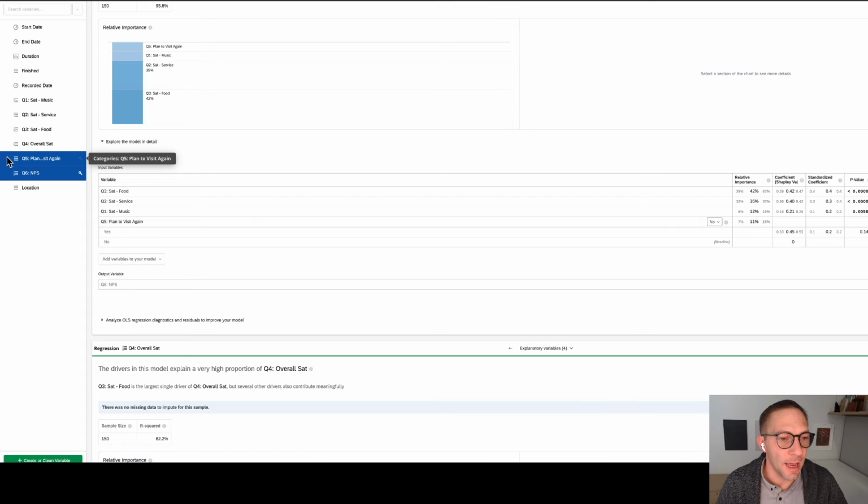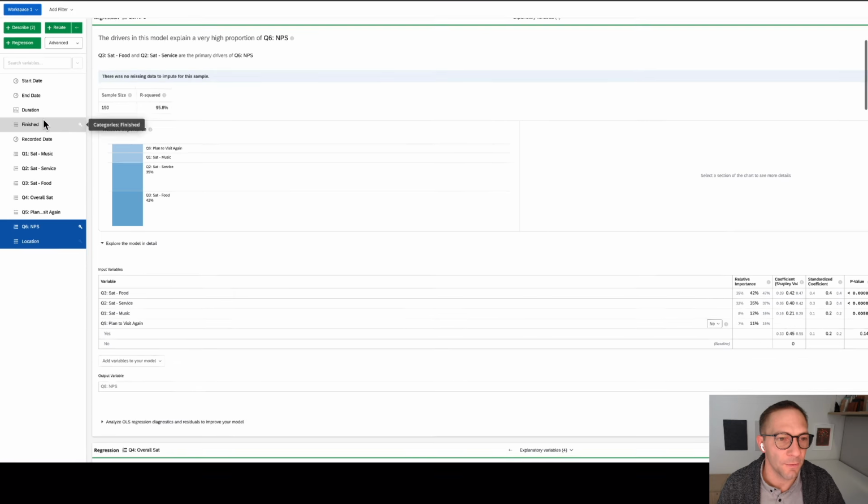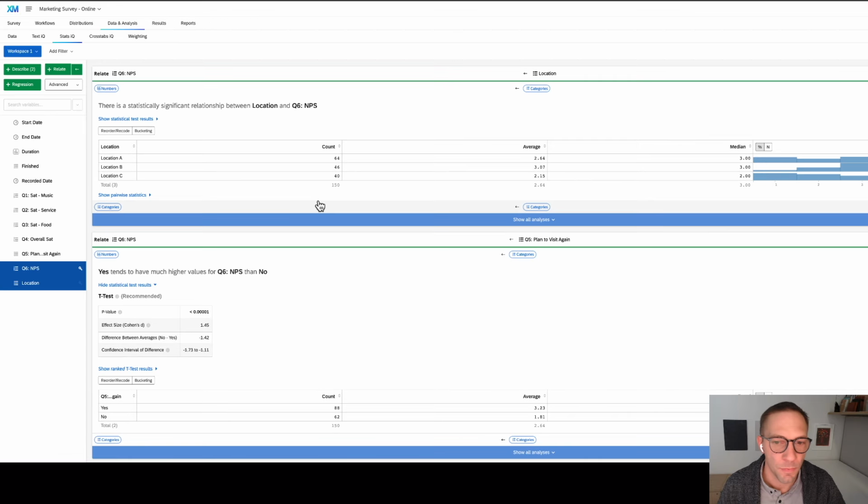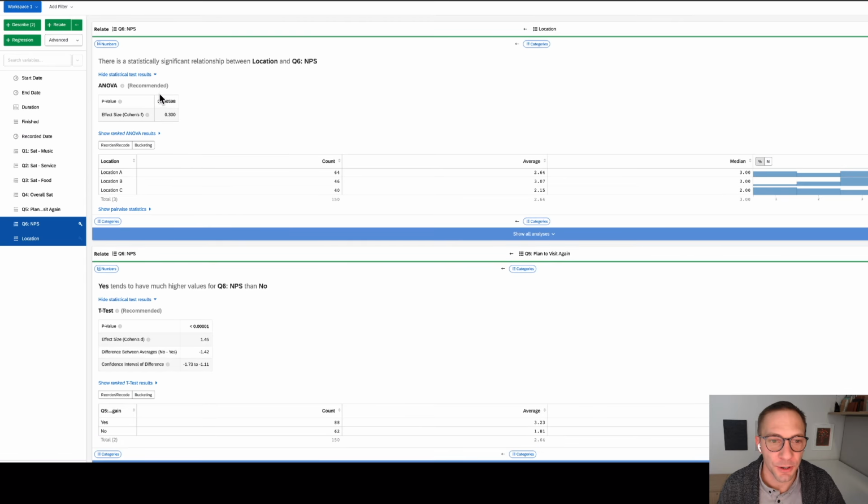So let's try another one. Now, instead of plan to visit, let's include location, which has 3 categories. You have location A, B, and C. And let's first, just for fun, see what this is alone for NPS. And so I see that there is a statistically significant relationship. I have a p-value that's pretty low.